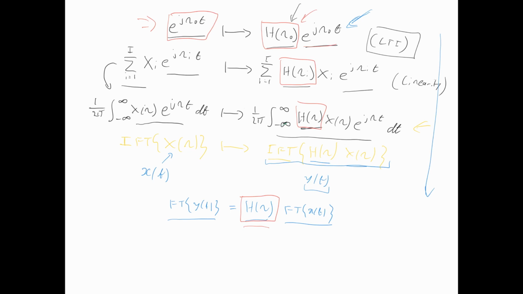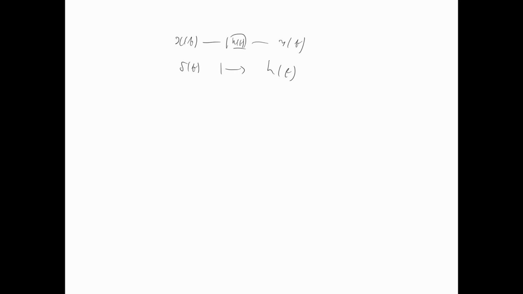To show the connection, we just need to start and look at the definition of the channel impulse response. By definition, the impulse response is what we get out of our channel when we put in a direct delta function into the channel.